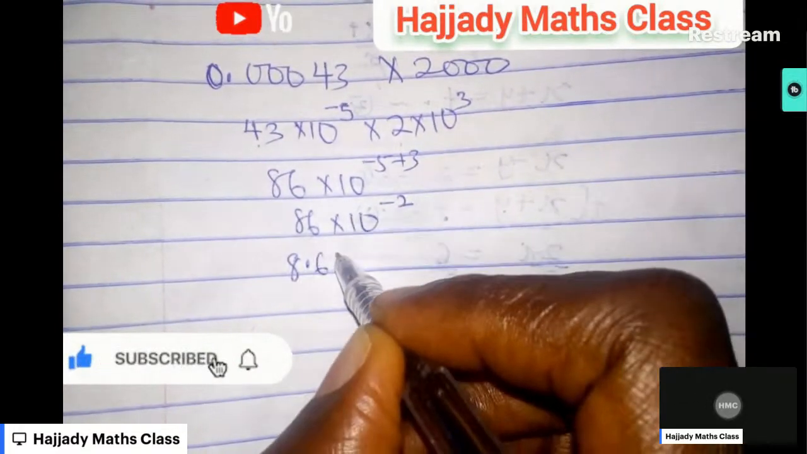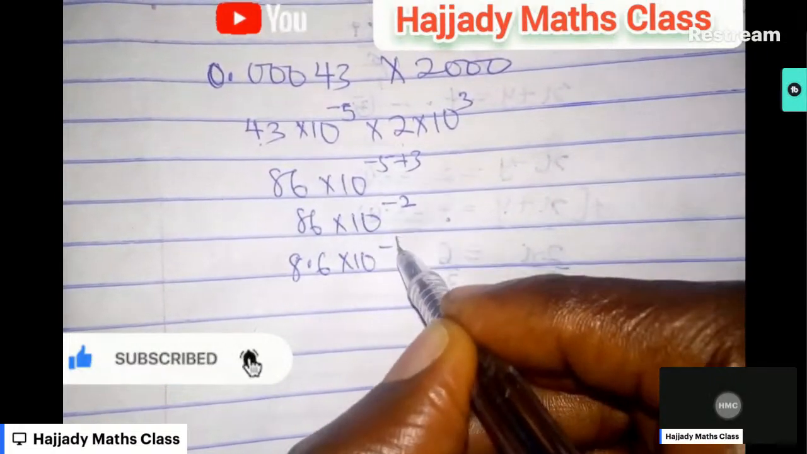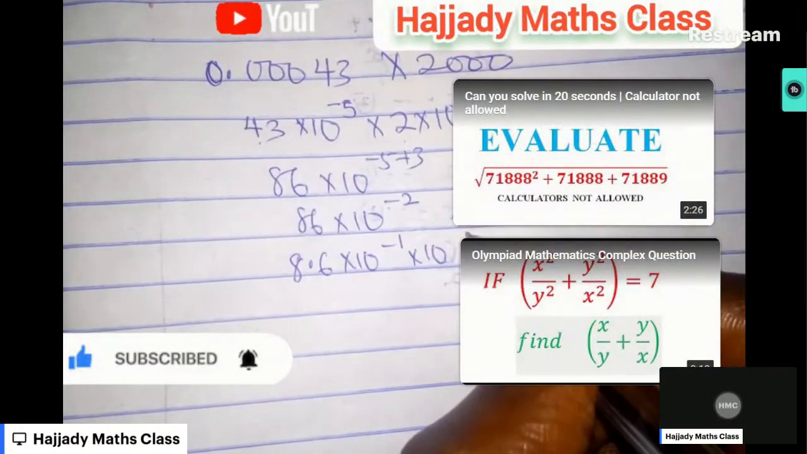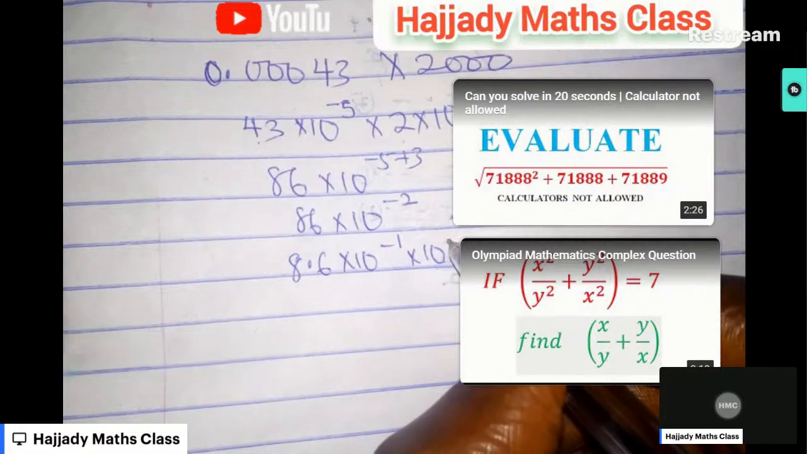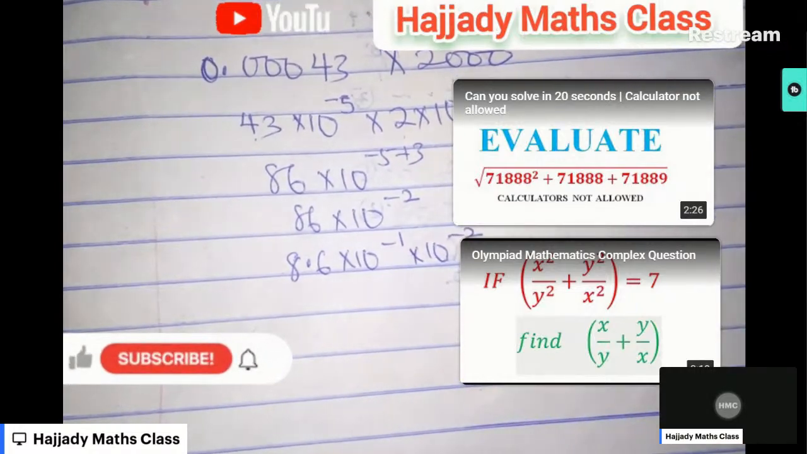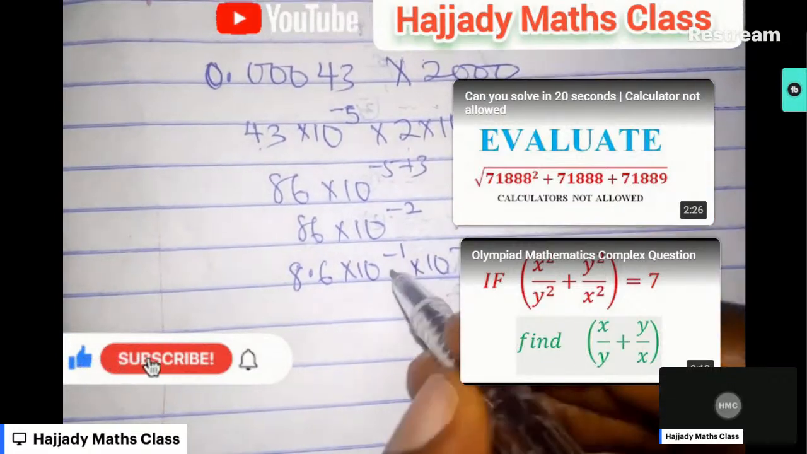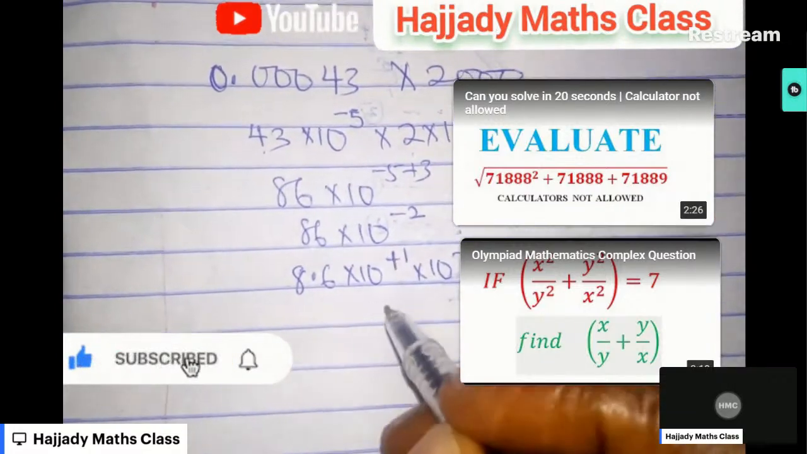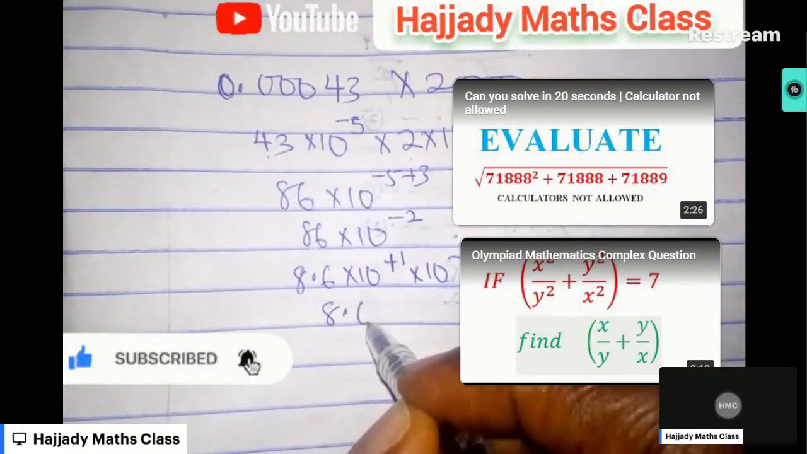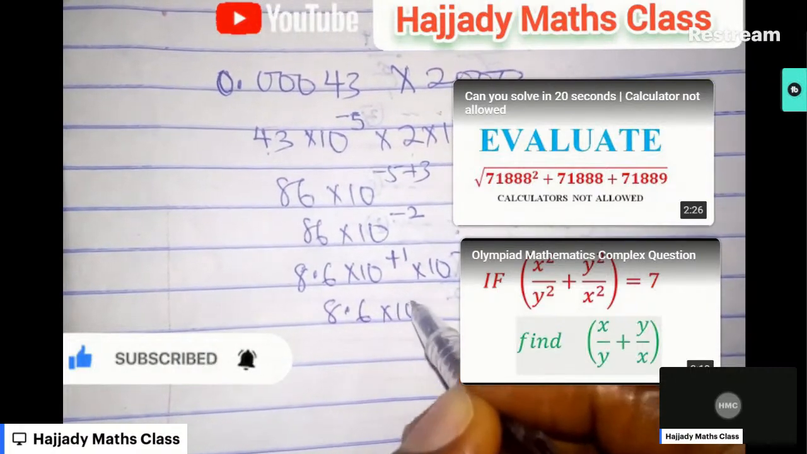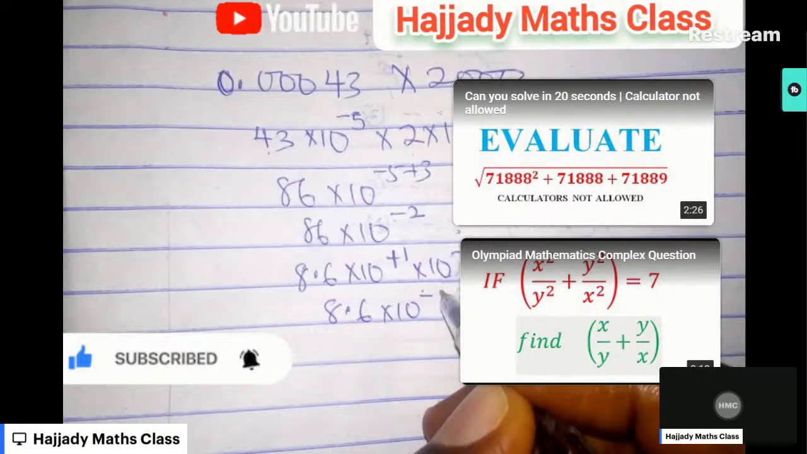8.6 times 10 raised to power minus 1, times 10 raised to power minus 2 plus 1. And from here we have 8.6 times 10 raised to power minus 1.